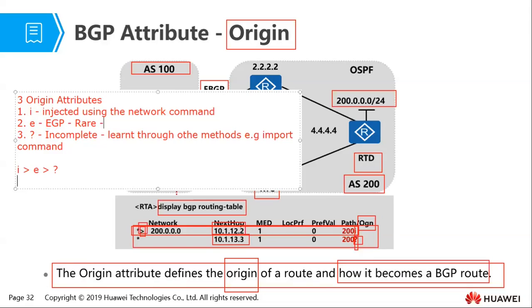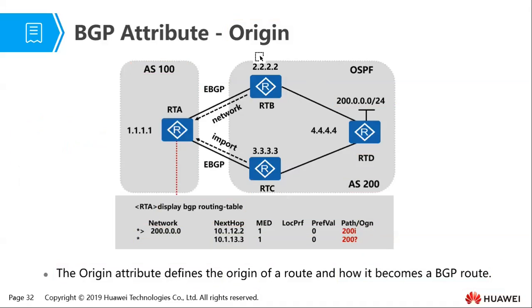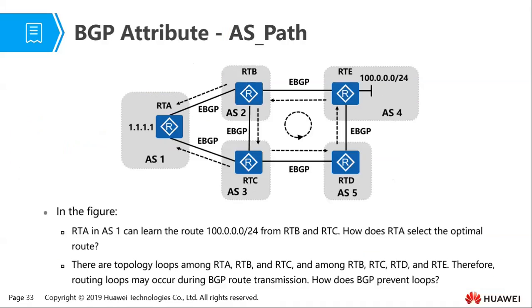It is rare, but as I've said, we can configure routing policies. We can configure a routing policy to change the origin attribute to an E. And what that means is that that particular route will have a higher preference compared to one that has been learned through the import command, for example. So I hope you've understood about the origin attribute, a well-known mandatory attribute. Now let's look at the other well-known mandatory attribute called the AS path, Autonomous System Path.